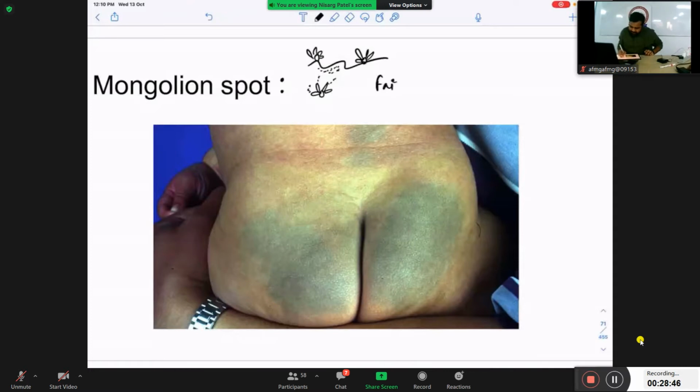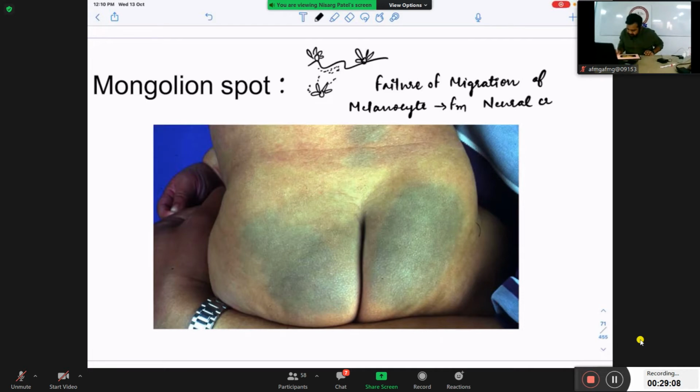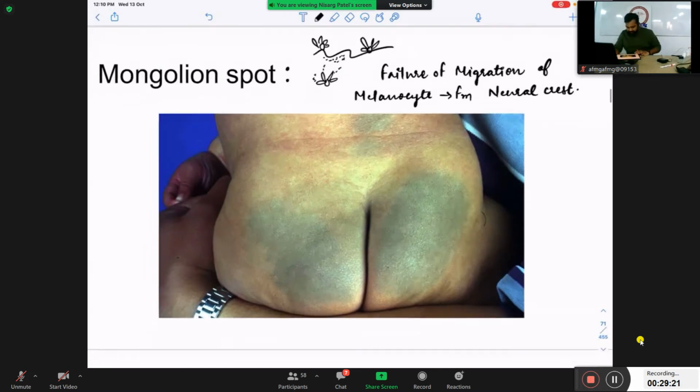So just remember, it is a failure of the migration of melanocyte from the neural crest. So when the melanocyte acquires the normal place, you will not see this rash. So Mongolian spot is a benign rash. Okay.